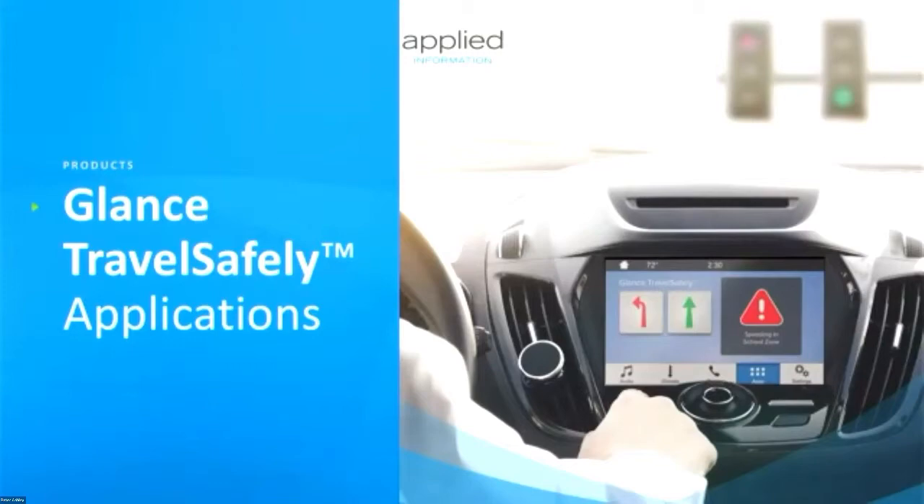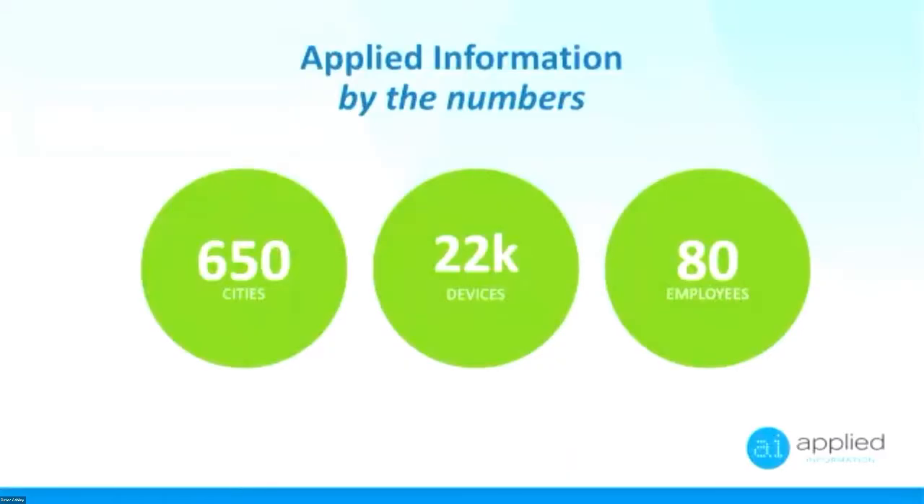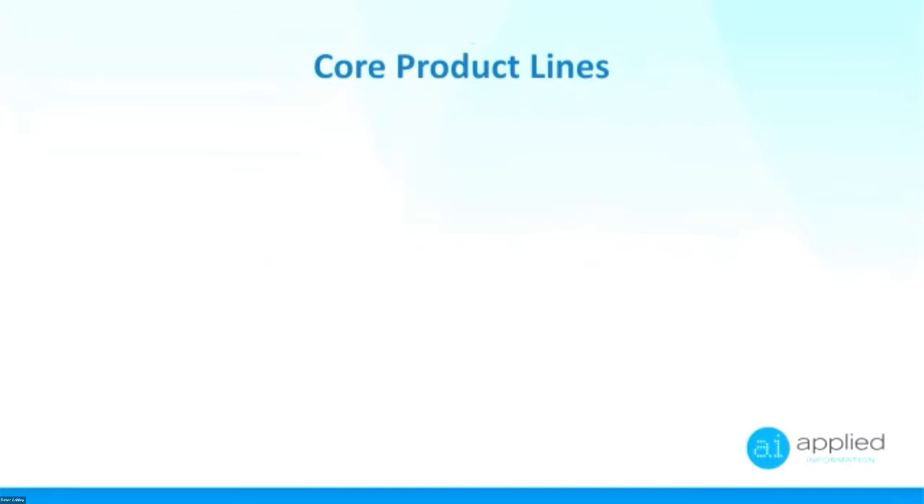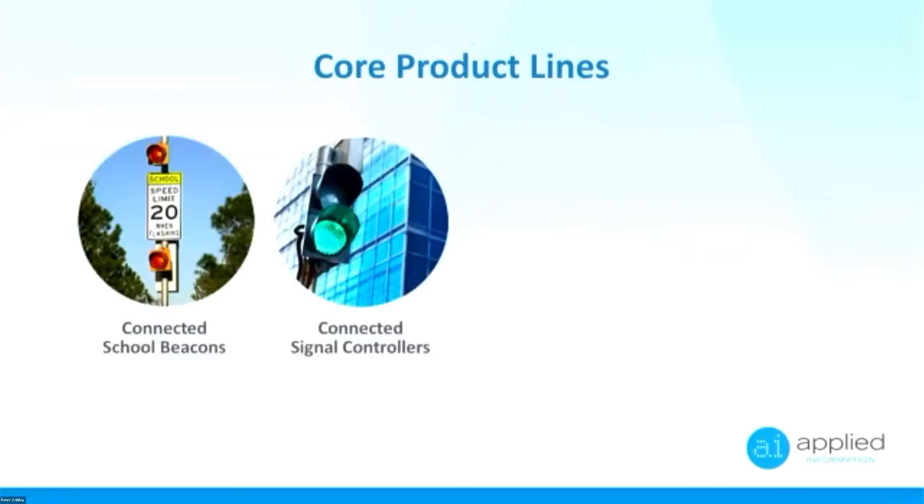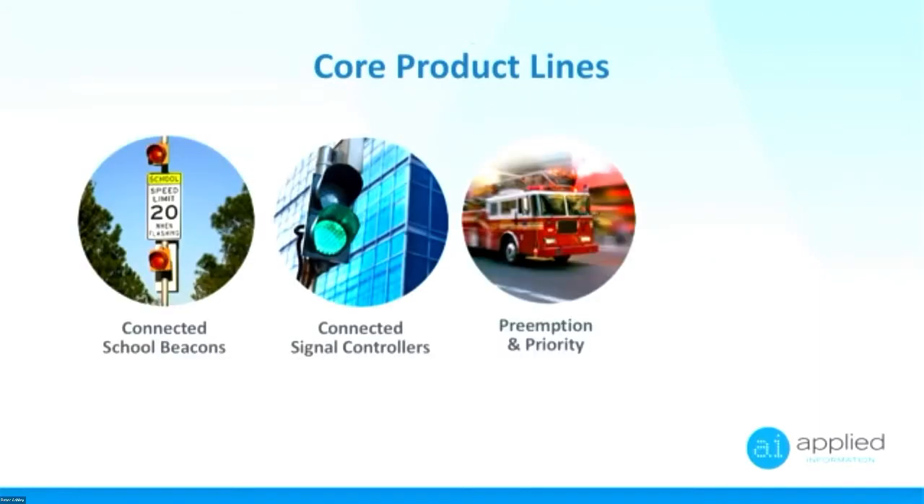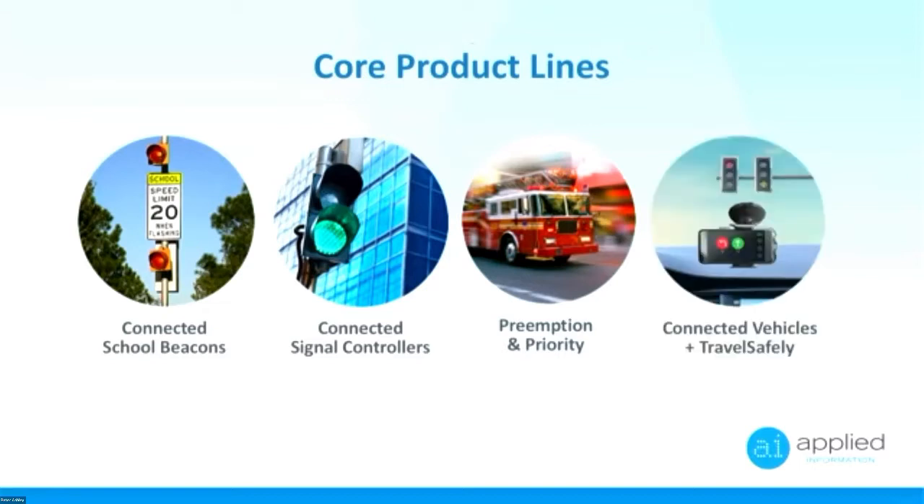So a bit of background, Applied Information. We're in about 650 cities. It's actually about 25,000 devices, and we're about 80 employees. And the main things that we do are school zones, connected intersections, emergency vehicles, and then connected vehicle technology. So we're really talking about that last bucket right now.